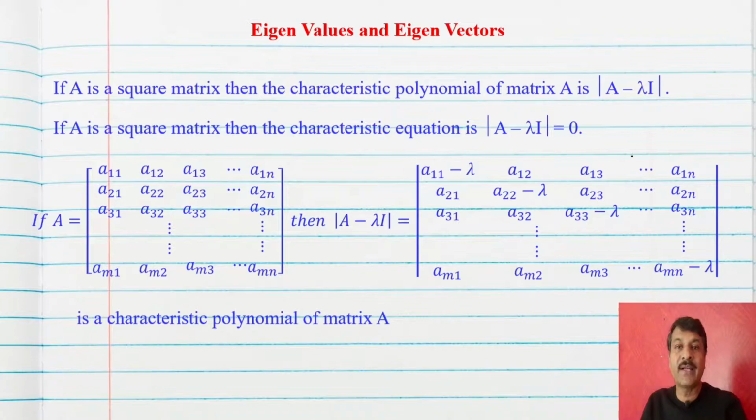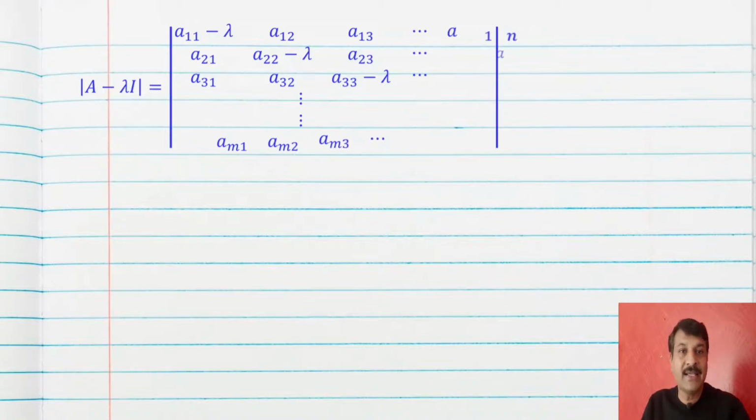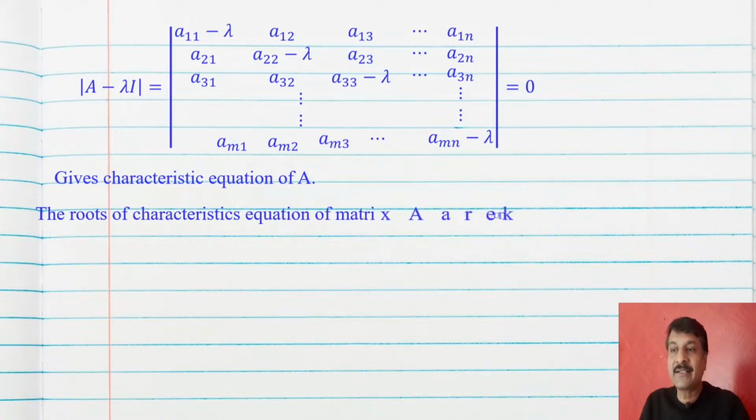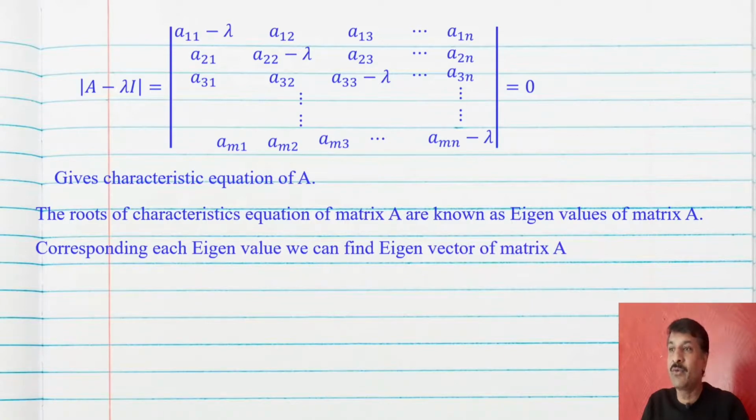If we consider that equal to 0, then we get the characteristic equation. Here the determinant of A minus lambda I equal to 0 is known as the characteristic equation of matrix A. The roots of the characteristic equation of matrix A are known as the eigenvalues of matrix A. It means that we have to solve this determinant and then find the roots of this characteristic equation. The roots are known as eigenvalues of that matrix A, and corresponding to each eigenvalue we can find an eigenvector of matrix A.